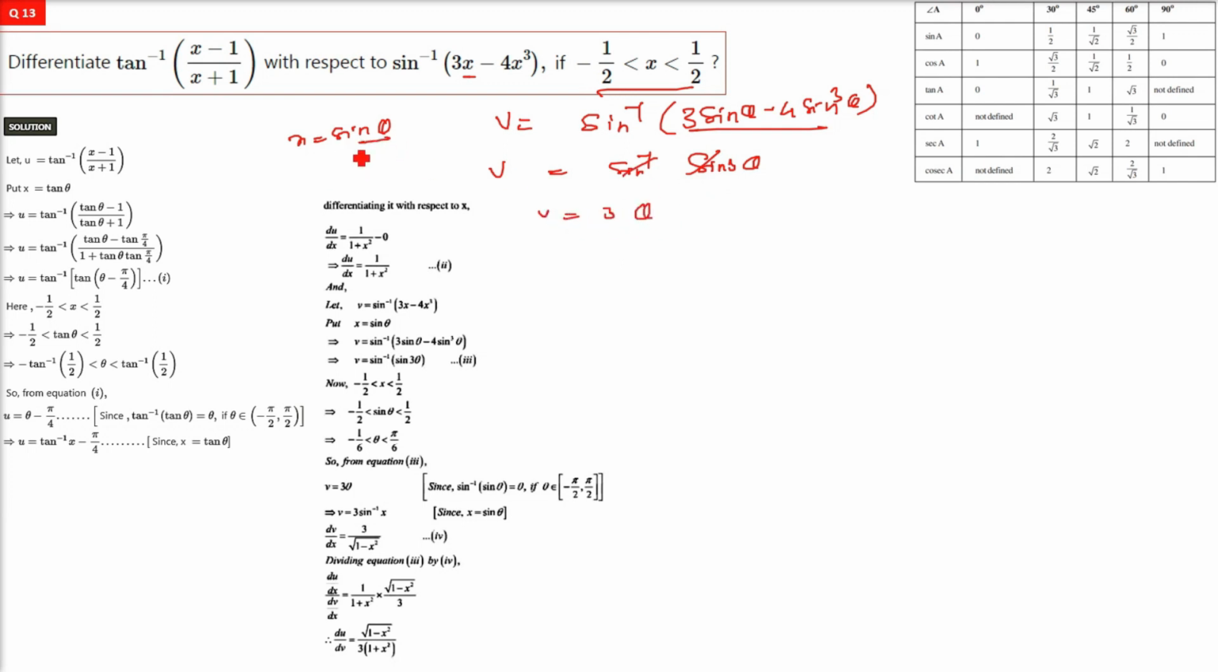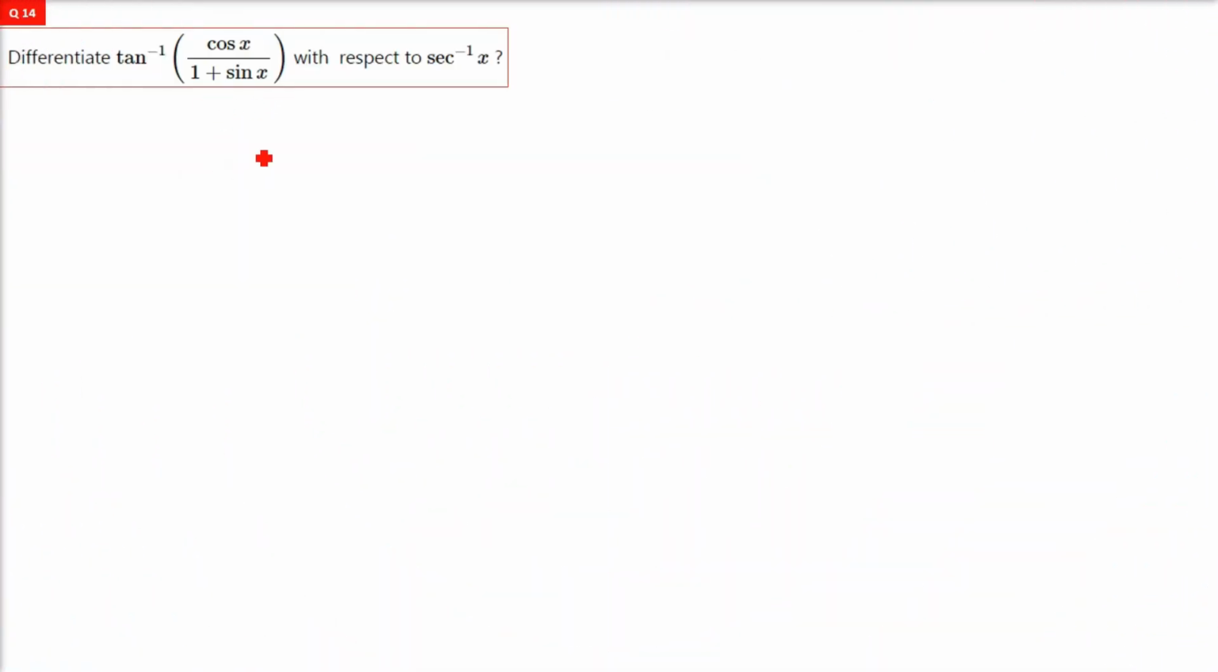So what is theta here? Theta is sine inverse x. So V is equal to 3 into sine inverse x. So when we do dV by dx, 3 will remain like that, and the derivative of sine inverse x is 1 by under root 1 minus x square. Okay, dV by dx is this. du by dx we have already found. So we have to find out du by dx divided by dV by dx.